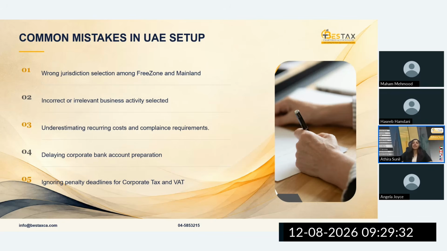And the last one is ignoring the penalty deadlines for corporate tax and VAT. In UAE, that is the main thing. Whenever you miss any small deadline related to tax, the penalty starts from 10,000 dirhams. That's the minimum penalty. If you are missing the corporate tax registration, then it's starting from 10,000 dirhams, and it's very difficult to avoid or get rid of those penalties. So it's always important to keep in mind the deadlines for corporate tax registration, annual filing, and the thresholds for VAT registration, as we discussed, the mandatory threshold and the voluntary threshold for VAT registration.